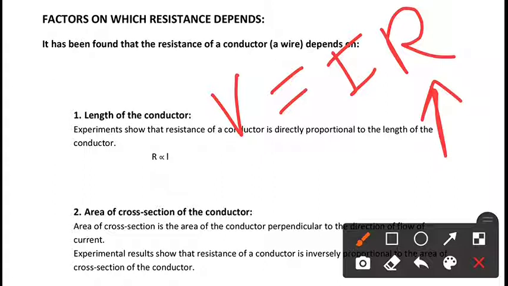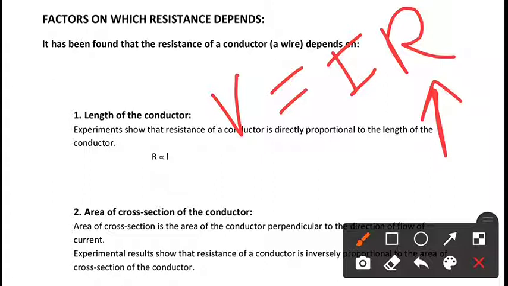and there are many factors on which this resistance depends. And one more important point to be discussed today is the reason which gives rise to this resistance in a conductor. So let's discuss in detail. In the previous video I explained that resistance is a property of a conductor by which it opposes the flow of current. Opposes the flow of current means opposes the flow of electrons.